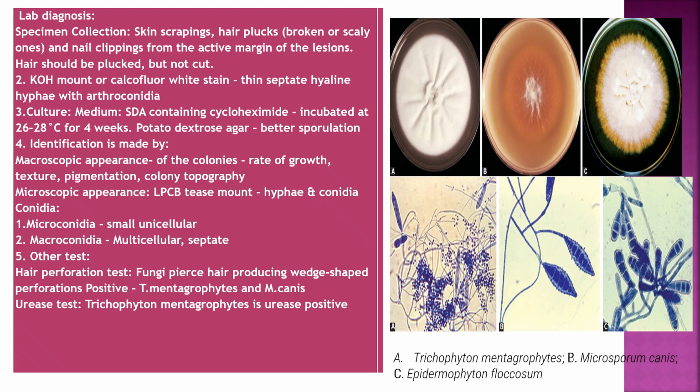Identification by macroscopic appearance of the colony: rate of growth, texture, pigmentation, colony topography. Microscopic appearance by LPCB mount, lactophenol cotton blue tease mount. Hyphae and conidia are seen. Conidia are of two types, microconidia and macroconidia. Microconidia are small and unicellular, and macroconidia are multicellular and septate.